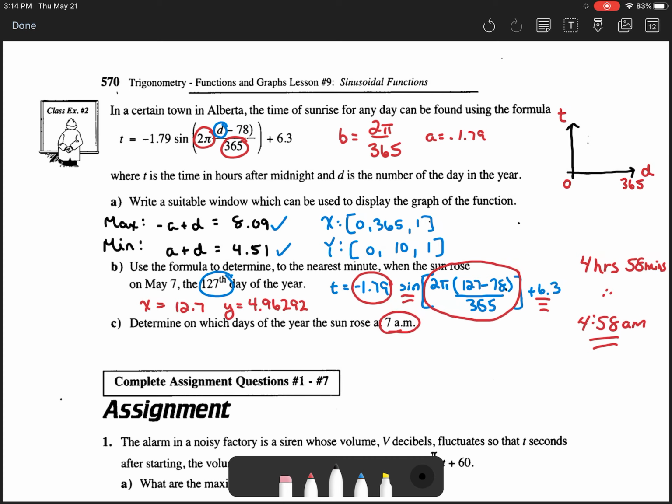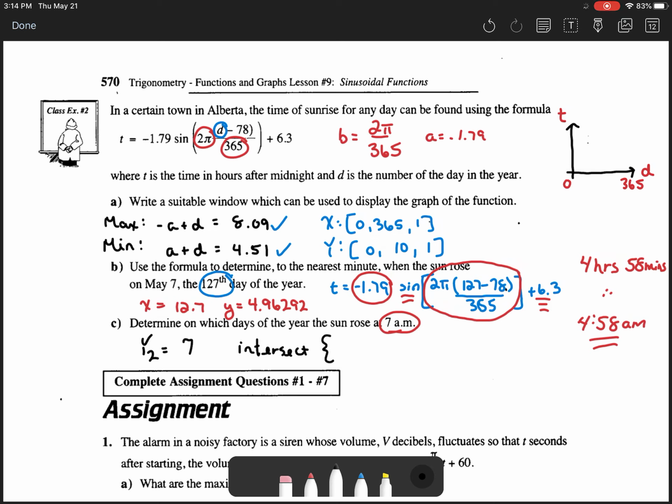C says determine on which days of the year the sun rose at 7 a.m. Now this is a time, isn't it? So what you're going to do is you're going to graph two functions here. You're going to graph a second function now, that is 7 a.m. And you're going to find where y1 and y2, again, intersect. You want to see where those graphs intersect.